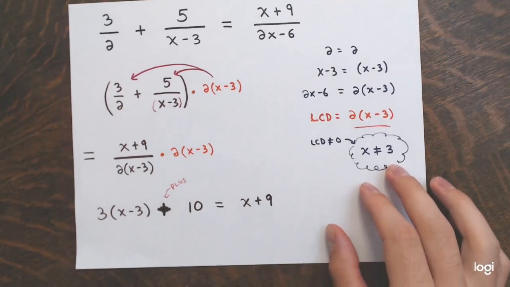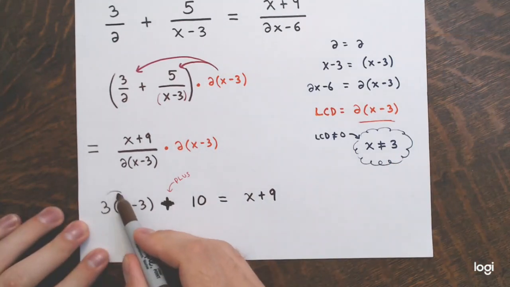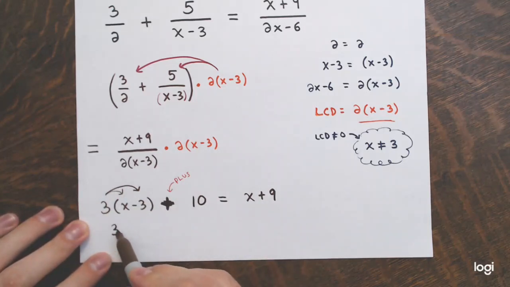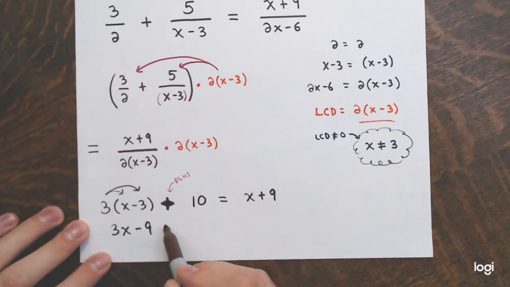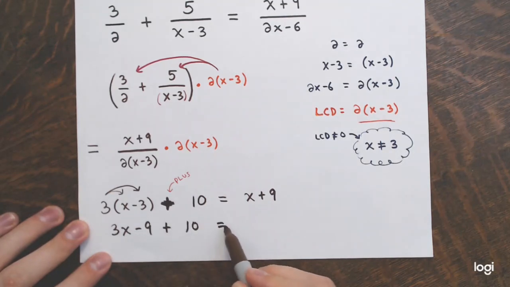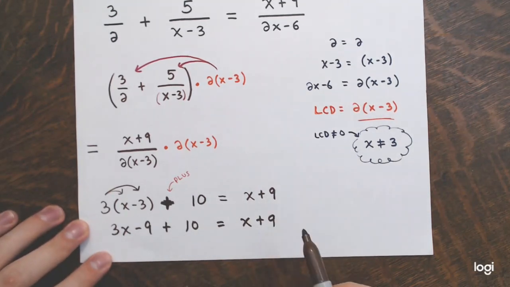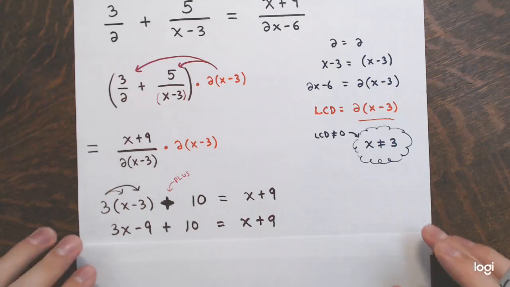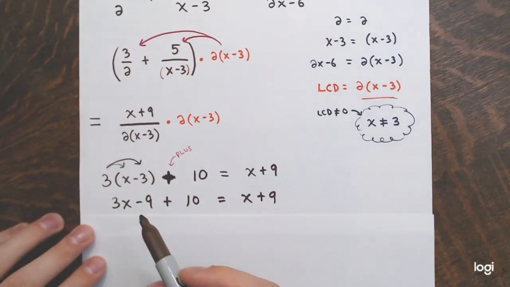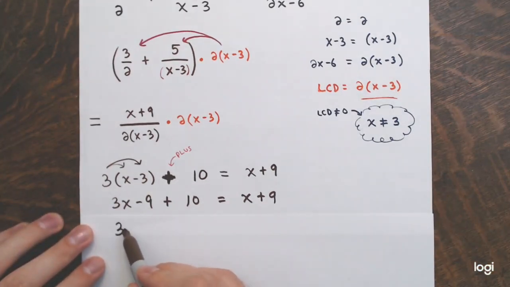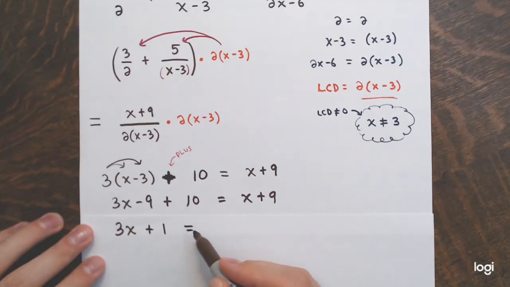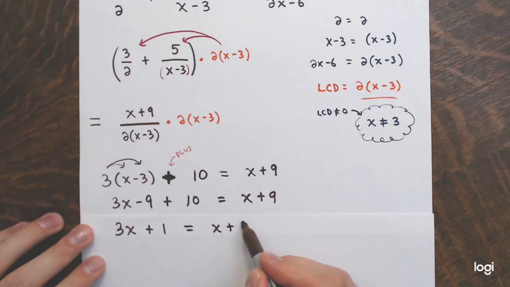So I'm going to simplify the sides. Let's distribute this, get rid of the parentheses here, and we'll combine some like terms. So we have 3x minus 9 plus 10 equals x plus 9. Then I'll combine some terms, and we'll get all the terms with my variable to one side and all the ones without it to the other. So I've got 3x, and then the negative 9 plus 10 is plus 1. Over here I still have x plus 9.